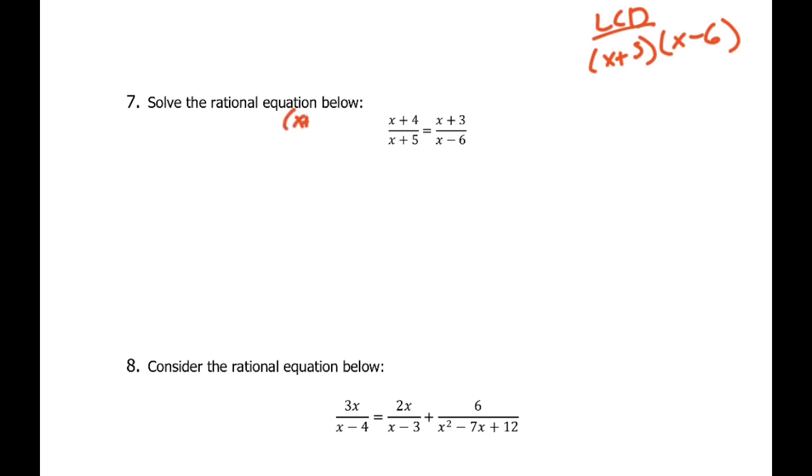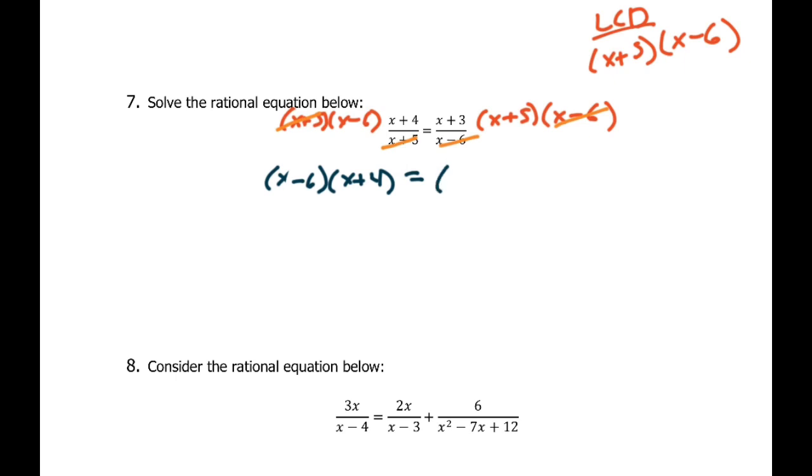So I'm going to write x plus 5, x minus 6, and this one by x plus 5, x minus 6. So what happens is all of our denominators should cancel out. On the left side, the x plus 5 and x plus 5 cancel out, so we'll be left with an x plus 6, doing it again, x minus 6 times an x plus 4 equals, and then on the right side, the x minus 6's will cancel out. So I'll be left with an x plus 3 times an x plus 5.